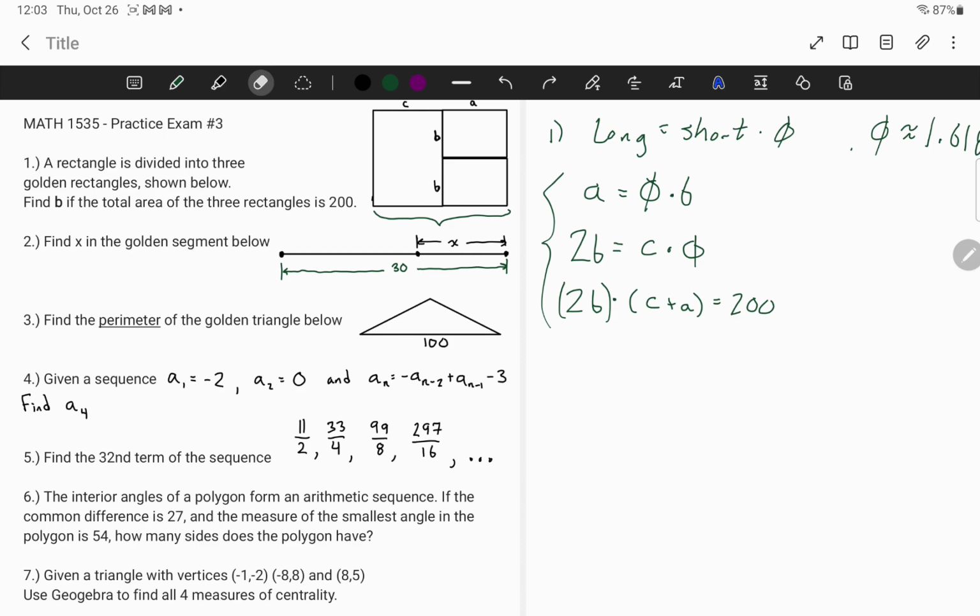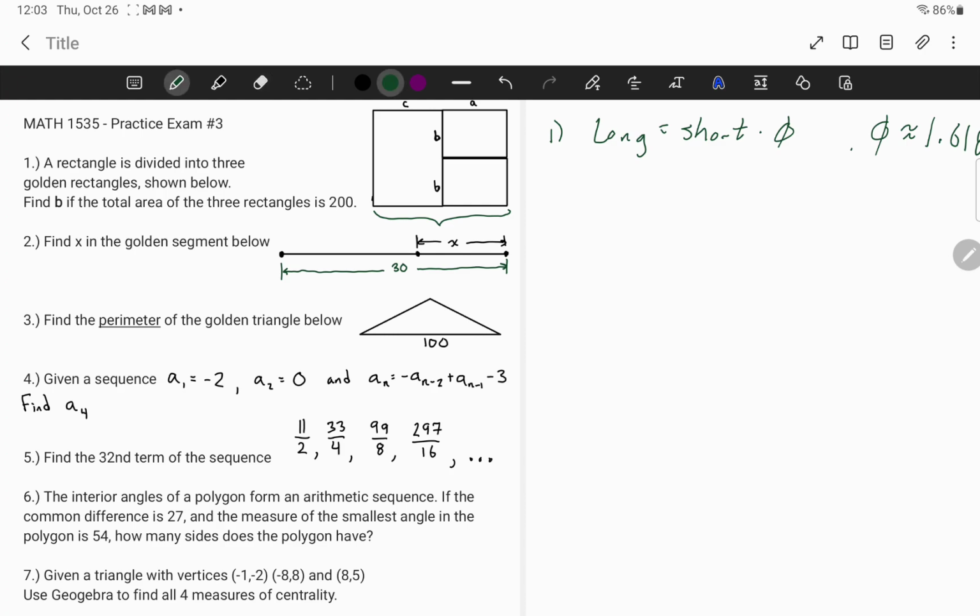Number 2, we have that same long equals short times phi, and then we also have this long equals short times phi. We also have the whole thing is equal to the long side times phi. So this whole thing, if we divide that by phi, we're going to get this piece here, and then we'll have the long piece and the short piece there. Okay.